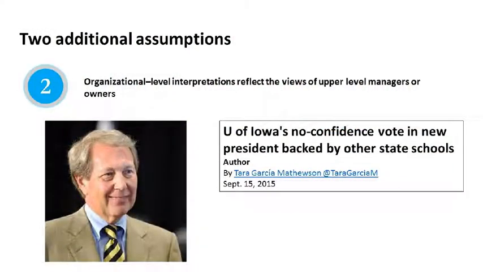The second assumption is that organisational level interpretations reflect the views of upper level managers or owners. Is this the case at the UI, or even right now with Trump and the GOP? Is it the case in your organisation? How much do you think the designated leader of your organisation shapes interpretations? Also, how can you find out?